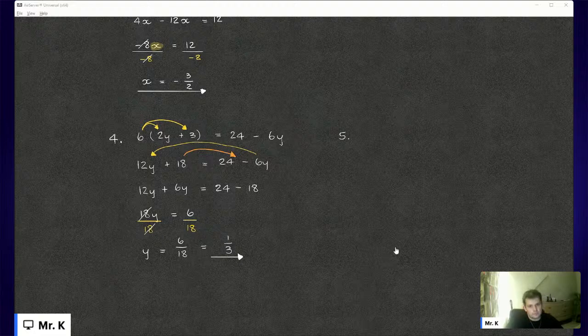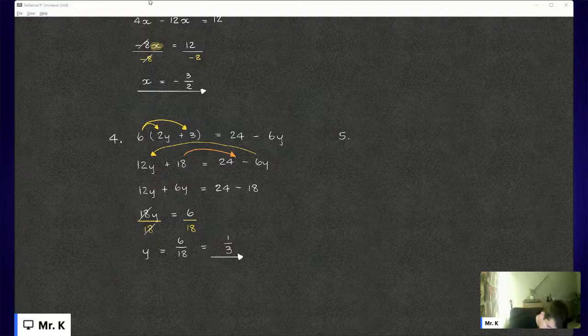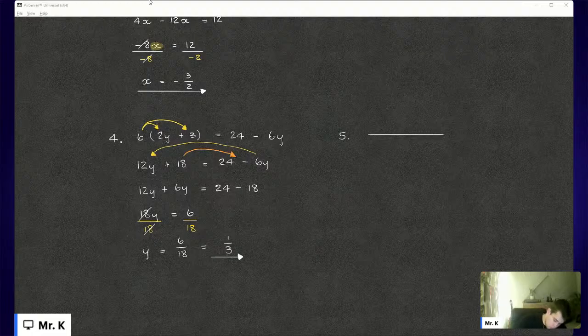Now, guys, it should be no surprise that your teacher can also throw a few different variations of this work at you in your tests and exams. Let's say, for example, we had something to do with FOIL.